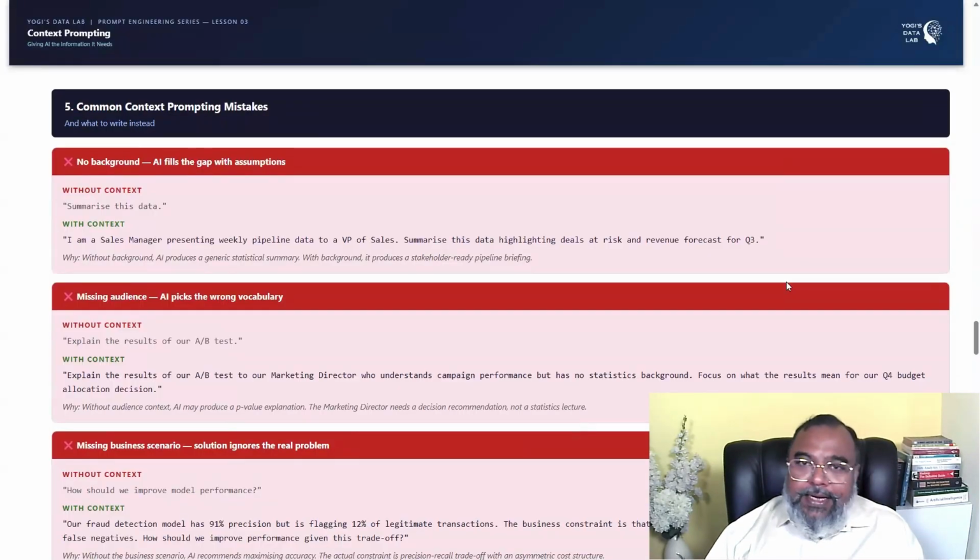Now there are common mistakes which are made when writing prompts. One is not providing any background, like "summarize this idea." There's no context given. Missing audience: AI picks up the wrong vocabulary. Obviously, we saw that when we were giving the audience, the way it was answering was very different. So missing audience is again important. You should not write "explain the results of an A/B test." Go ahead and write it for whom. Whom are you trying to present to? Right. So you need an audience.